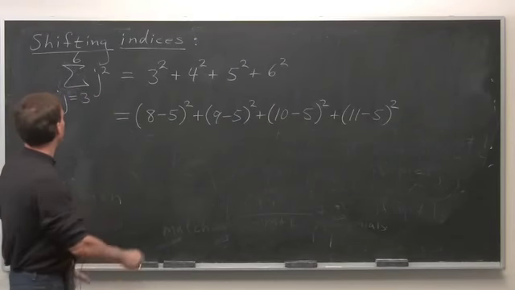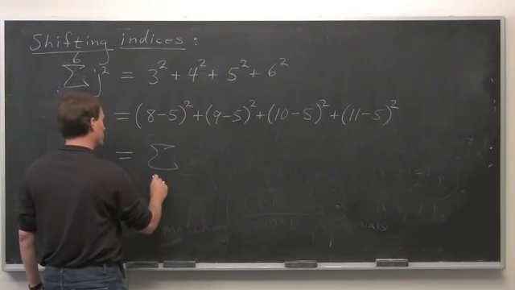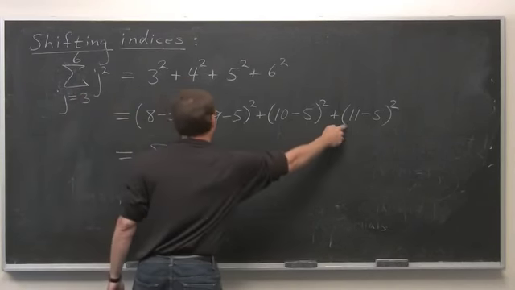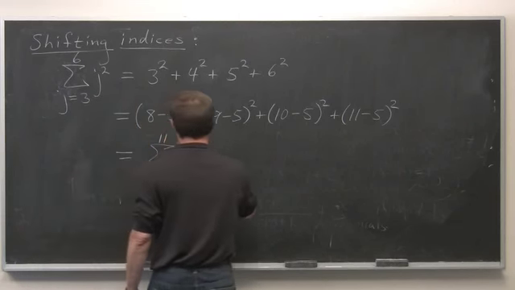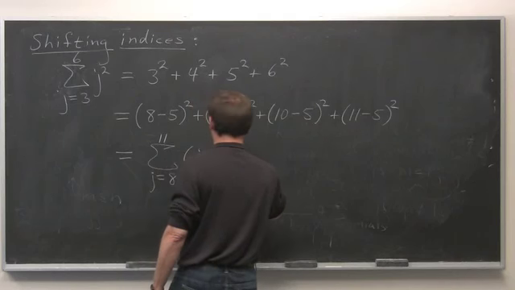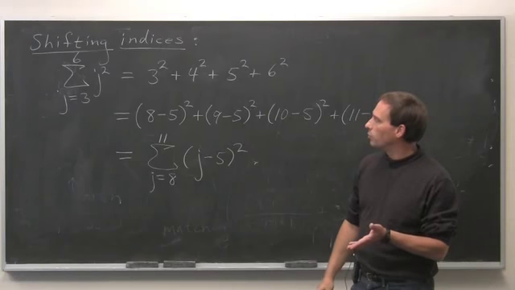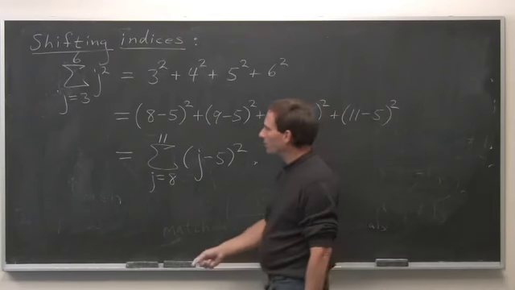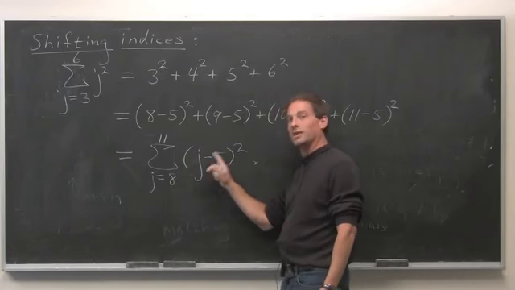Well, if you write this in terms of a summation now, you could write it as the sum as j goes from 8 to 11 of j minus 5 squared, which looks very different from what we started with, but all we've done is shift the index so that when j is 3, we get 3 squared. Here, when j is 8, we get 3 squared.